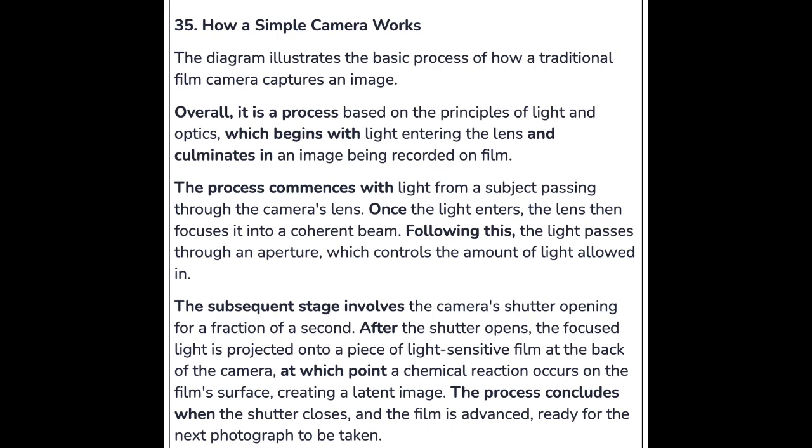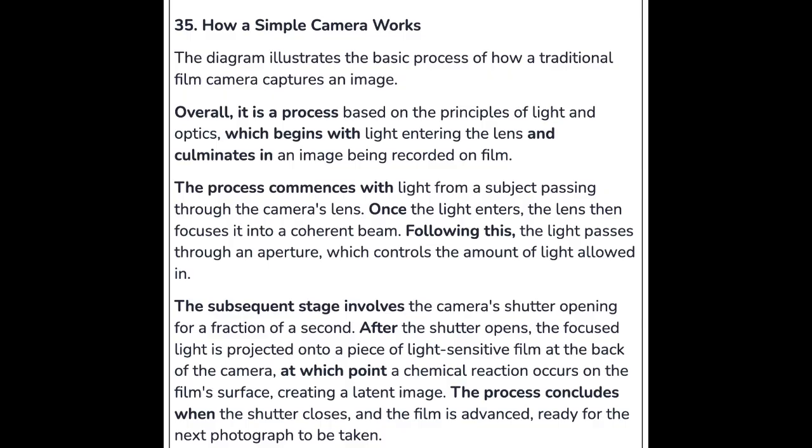The diagram illustrates the basic process of how a traditional film camera captures an image. Overall, it is a process based on the principles of light and optics, which begins with light entering the lens and culminates in an image being recorded on film. The process commences with light from a subject passing through the camera's lens. Once the light enters, the lens then focuses it into a coherent beam.